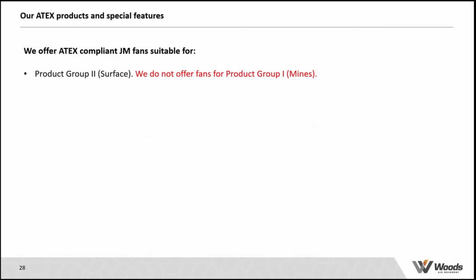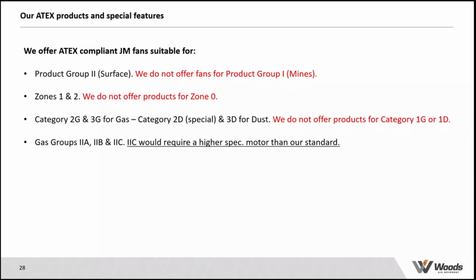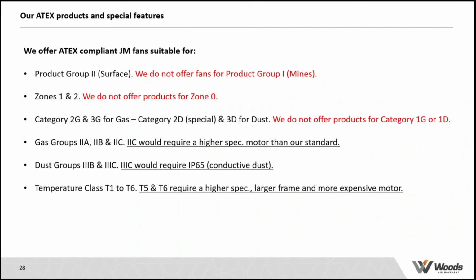So what we're doing, just a reminder, product 2 products, we don't do anything for zone 0. We don't offer products for 1G or 1D, just to keep reiterating that. 2C motors are a higher specification than the standard motor. So again, they would become something we would quote from here, as would 3C, because that requires IP65. The IP rating, the first digit is dust, the second digit is moisture. So the standard is IP55, so it's an increased standard of dust ingress. And the product that we have is T4. Anything that requires T5 or T6, which is a lower surface temperature, requires a special addition.